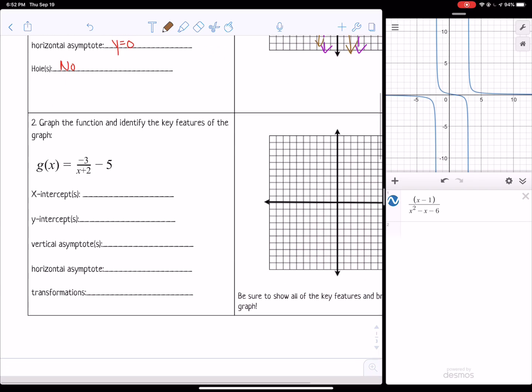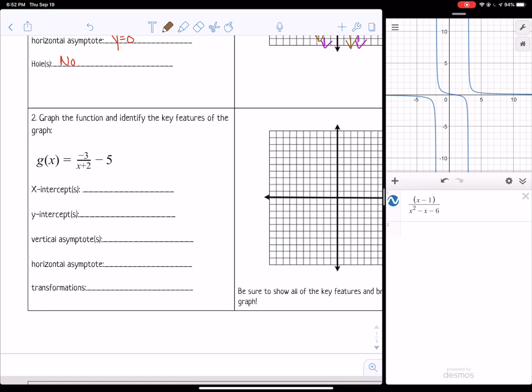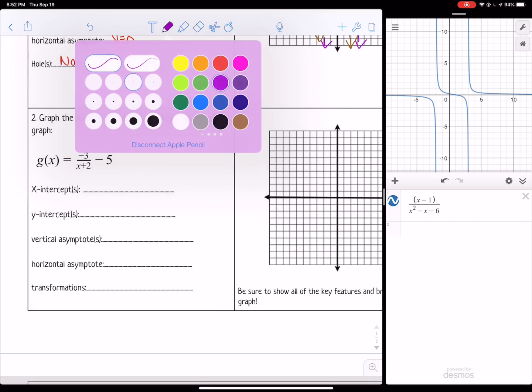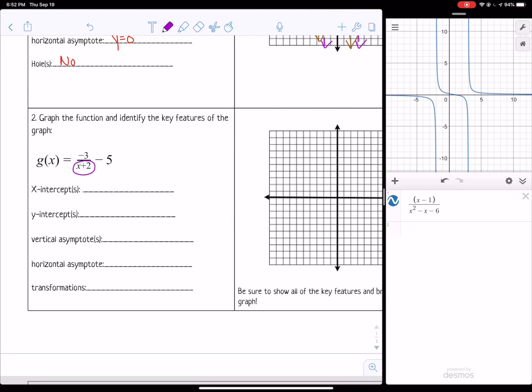In number 2, it says to graph the function and identify the key features of the graph. So if you notice, there's actually nothing that we need to factor out. So we could go ahead and start picking out some of the things that are listed. I like to start with the transformations. So in the denominator, we see we have x plus 2. That means it's going to shift to the left 2, which means our vertical asymptote is directly affected by that. So it's going to be at x equals negative 2.